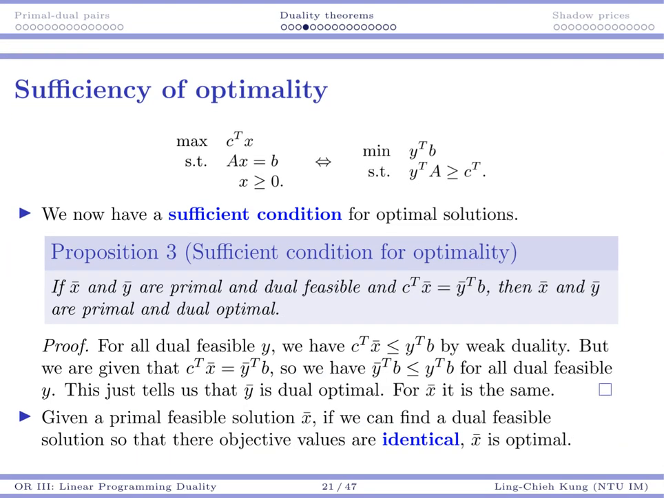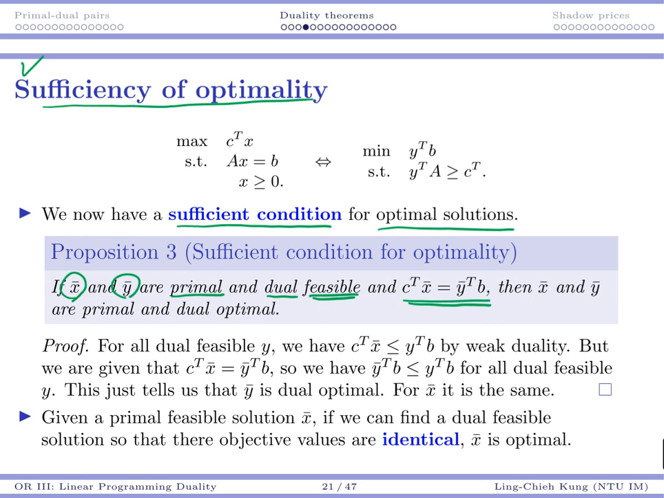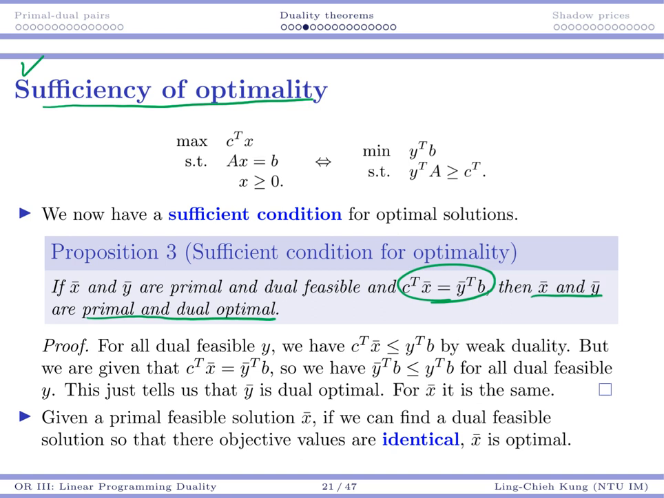This helps us understand one condition, called the sufficiency of optimality. We now have a sufficient condition for optimal solutions. Suppose x bar and y bar are primal and dual feasible, so here you have two feasible solutions, and it happens that c transpose x bar and y bar transpose b are identical. Then very quickly you may say they are primal and dual optimal. What does that mean? You give me a primal solution and a dual solution, they are both feasible, and if their objective values are the same, then you know they must be optimal.